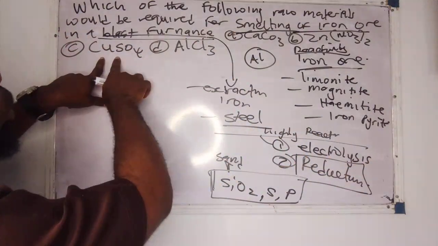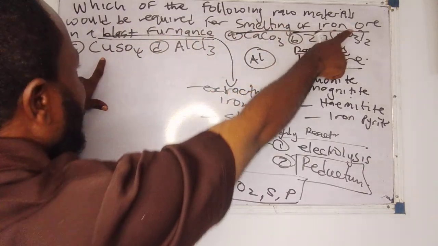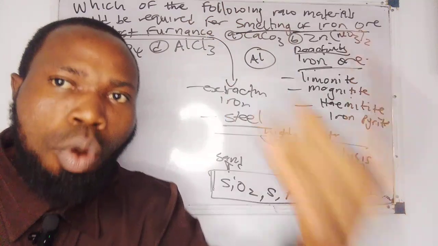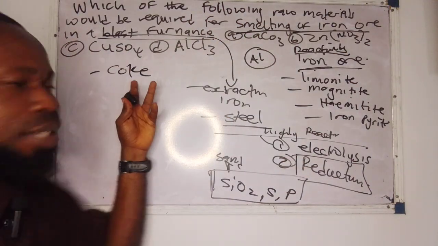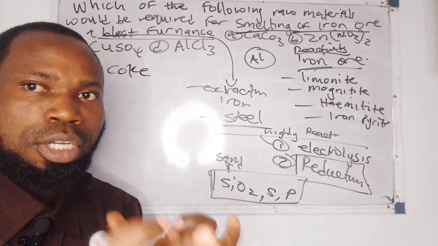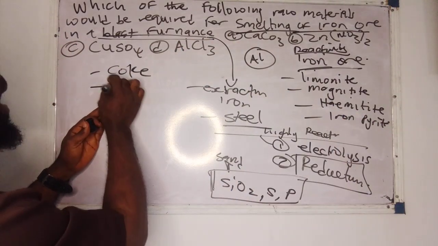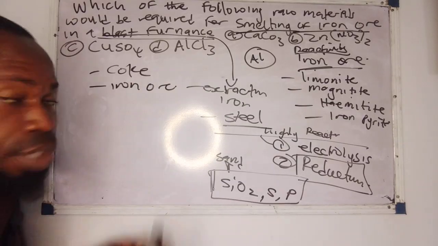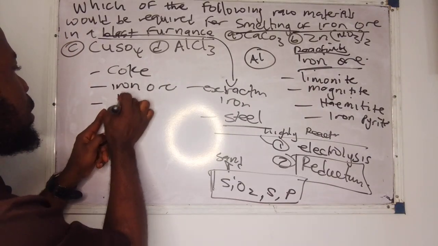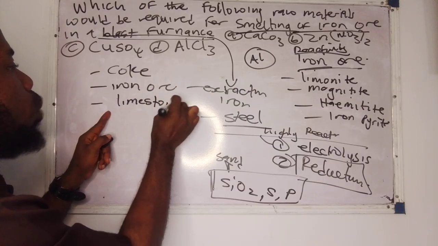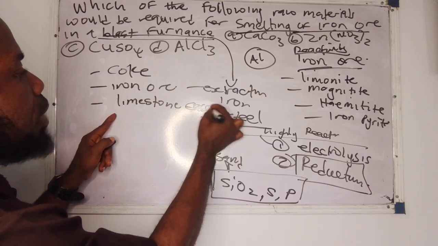Then we can answer our question, because the question says which of the following raw materials would be required for the smelting of iron ore in a blast furnace. That means there are raw materials that are used. So let's list the raw materials. The raw materials are coke, and remember, this coke is gotten from the destructive distillation of coal. The other raw material is the iron ore that we want to purify, because we need to add it. The other one is limestone, and of course you have seen your answer already. Limestone, which is calcium carbonate. Your answer is there on the board.